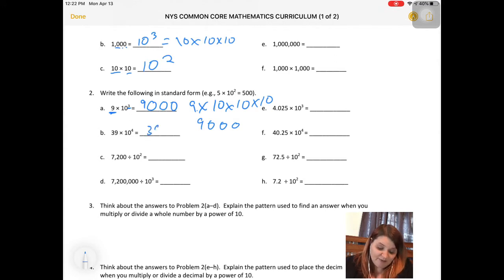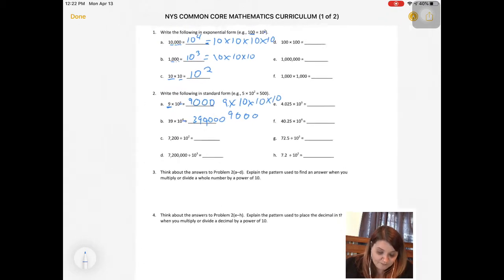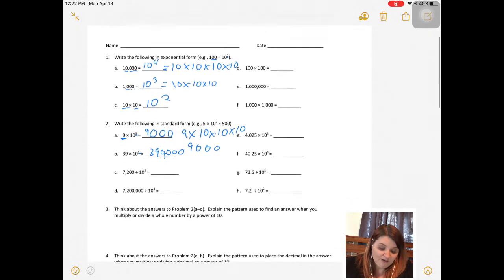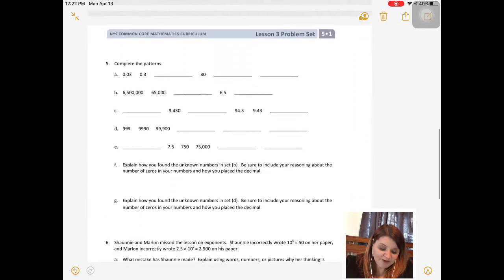All right, and the same thing with 39. 10 to the fourth power, so you're going to have 4 zeros. And that is 390,000. So that's it for that page. You guys can do the rest on your own. I did a few examples there. You should be able to do the rest.